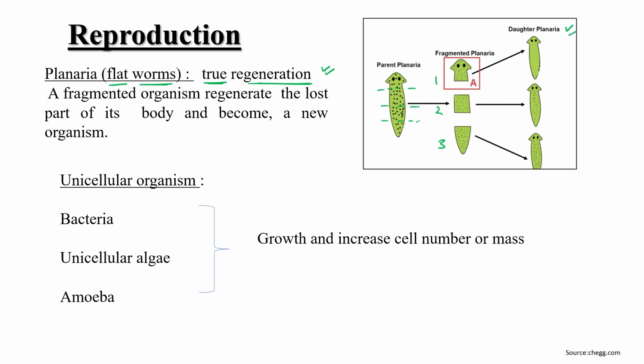Some other unicellular organisms like bacteria, unicellular algae and amoeba grow and increase in cell number or mass through binary fission. They also reproduce by sexual means like conjugation, but by asexual means it is binary fission.